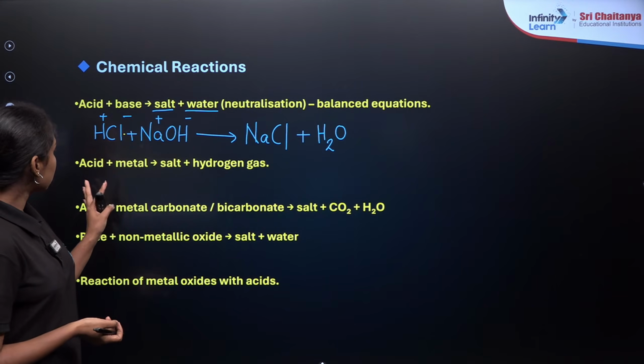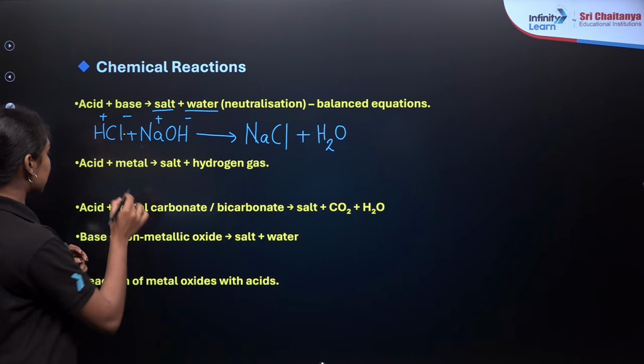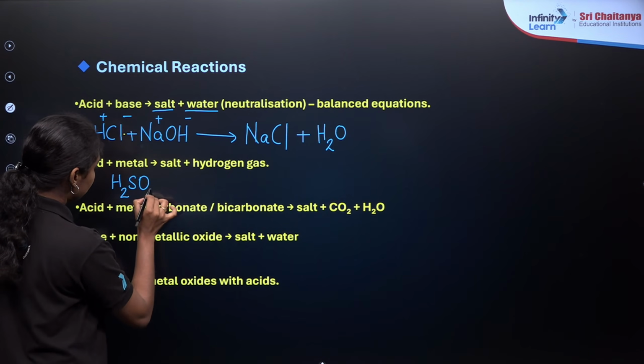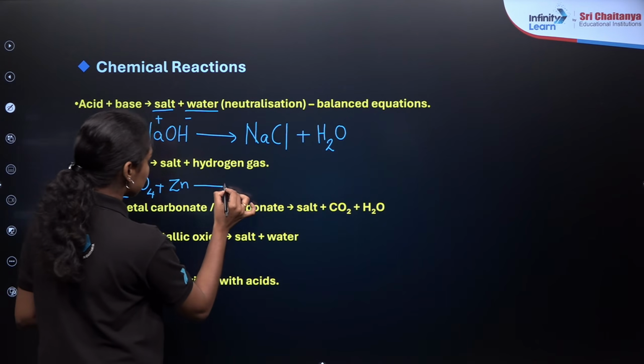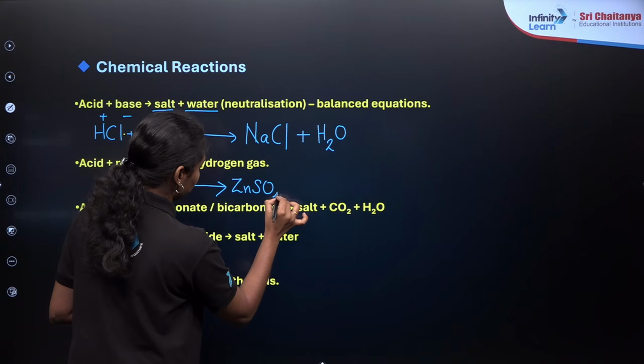The next reaction is based on the acid reacting with metal to form salt and hydrogen gas, right? So for example, if I am taking H2SO4 as the acid, it will be treated with any of the metals, for example, zinc. They will form the corresponding salt ZnSO4 plus hydrogen gas.